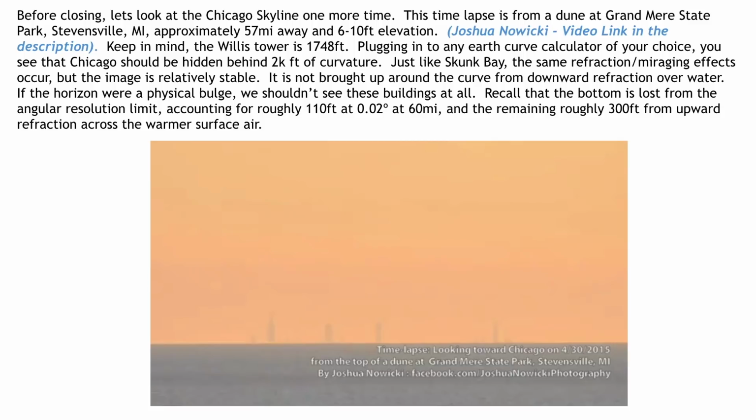They should be lost. So recall that the bottom is lost from angular resolution limit, accounting for roughly at this distance about 110 feet at 60 miles. And the remaining roughly 300 feet that seems to be lost is from upward refraction across the warmer surface air over the water. And let's take a look at it now. And you have to ask yourself if this is the Chicago skyline, or you believe that this entire thing is a mirage.